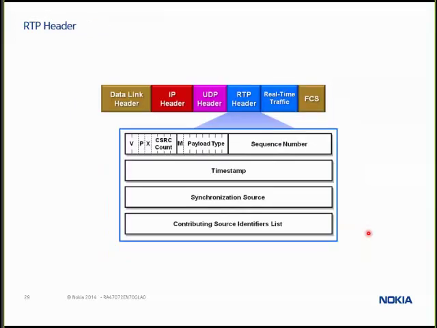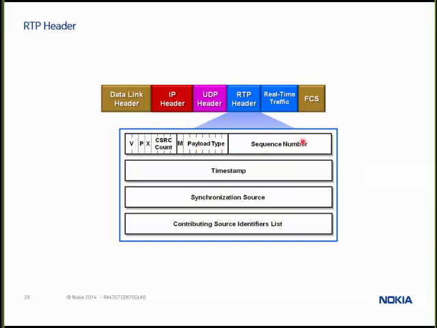So let's look at the RTP header. Now, if you look at it closely, you're going to have some flags at the beginning. You're going to have the payload type. You're going to have a type of payload. So is it video? Is it audio? So that we will define the payload type.